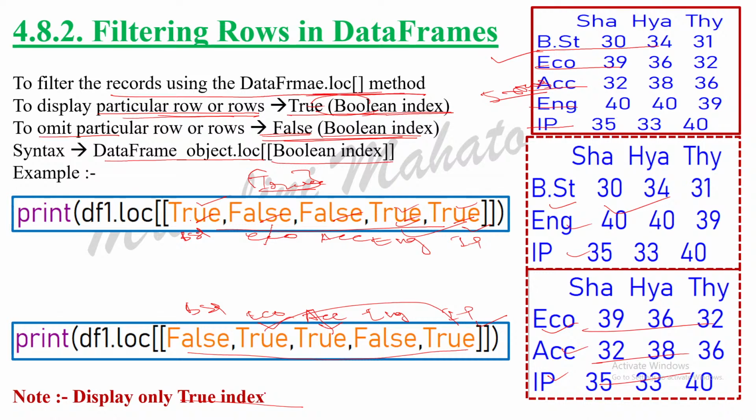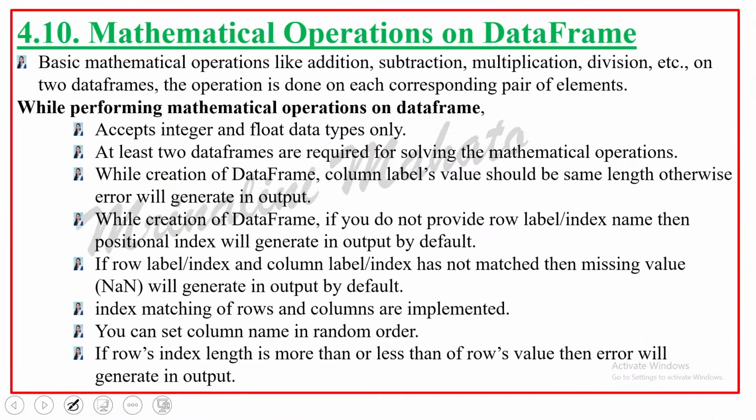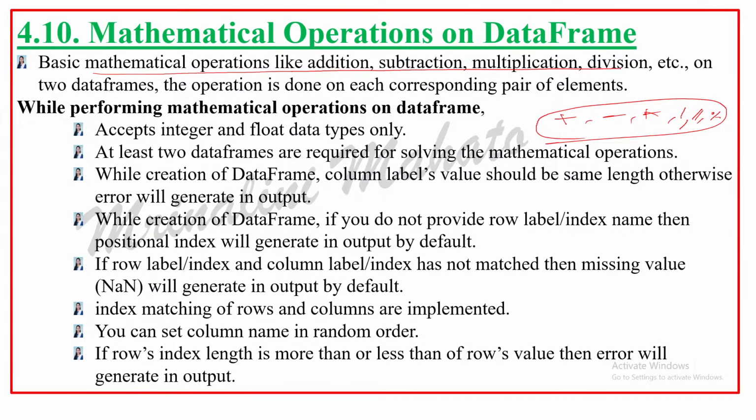So like this you can filter the rows in the data frame. Now we will see mathematical operation on data frame. We have seen mathematical operation on series also. What is mathematical operation? It means we can do addition, subtraction, multiplication, division, floor division and mod. These are our basic arithmetic operators. So, basic mathematical operations like addition, subtraction, multiplication, division, etc.